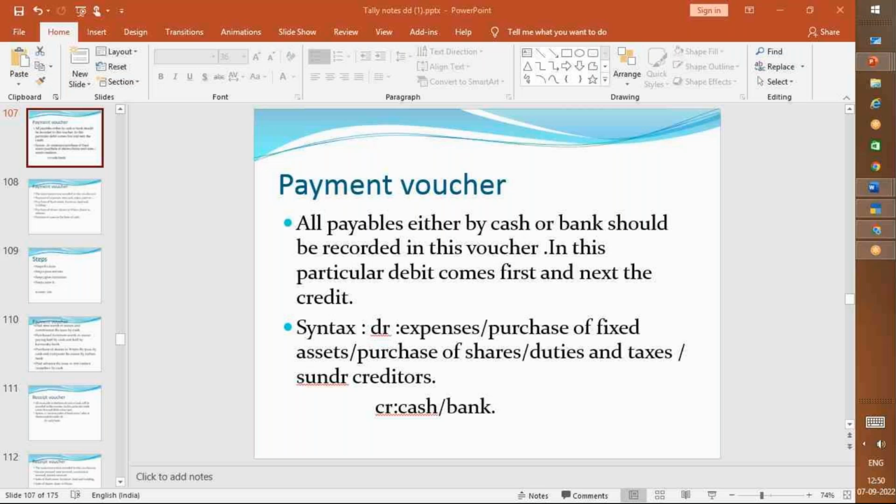Okay, one second. Now is it visible? Take down this part. All payables, either cash or bank, must be recorded in this voucher, and the syntax part.